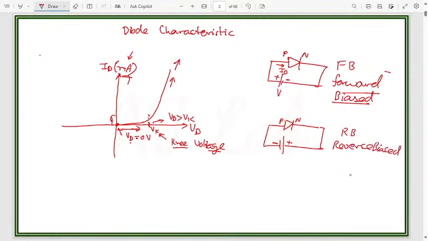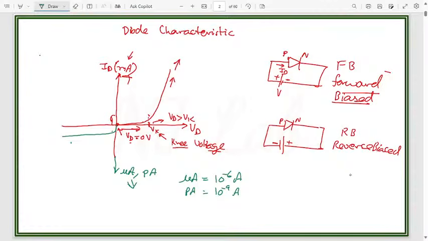In this reverse bias, if we draw the characteristic, let me use a different color, it will be somewhat like this. This negative part is measured in either microampere or picoampere. Microampere is equal to 10 power minus 6 ampere, and picoampere is equal to 10 power minus 9 ampere. So you can imagine how low this current is.